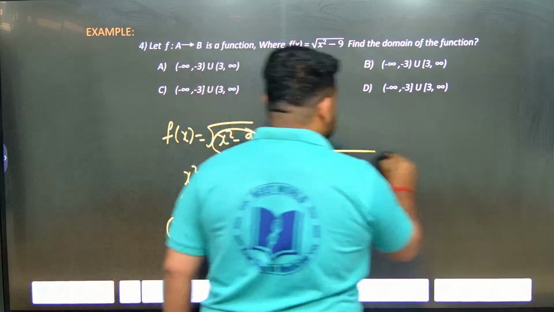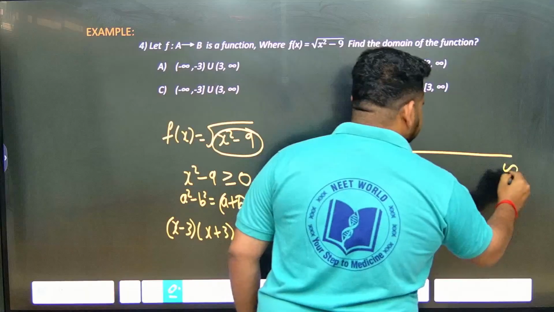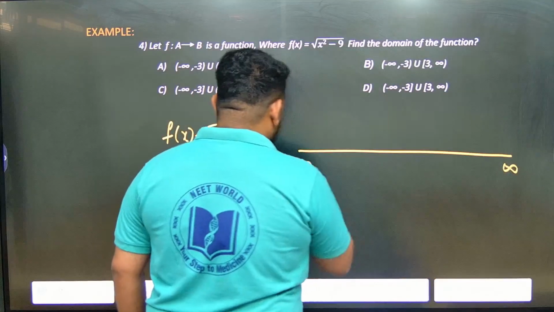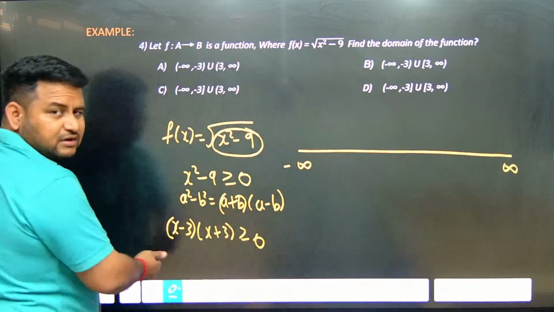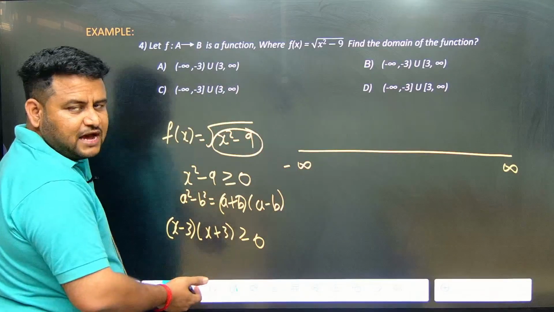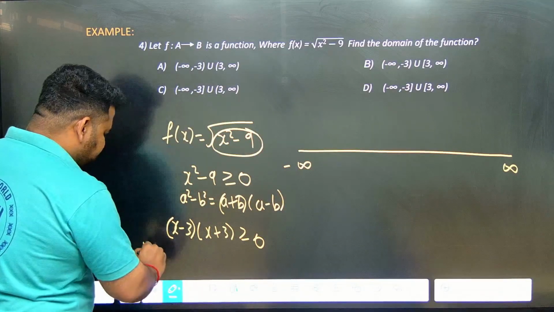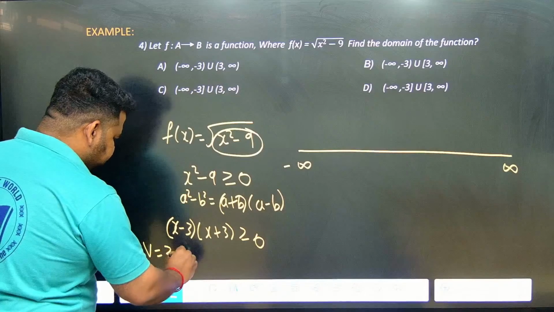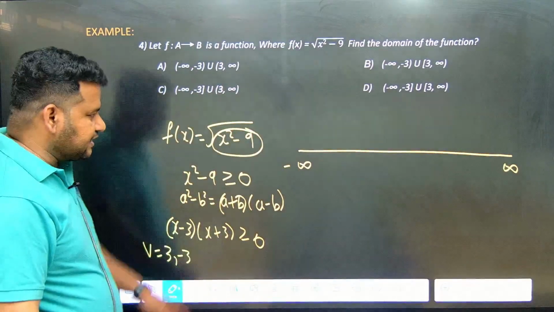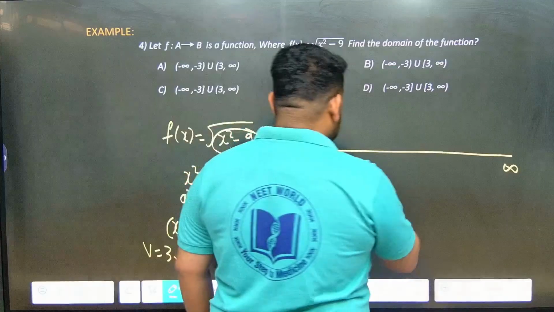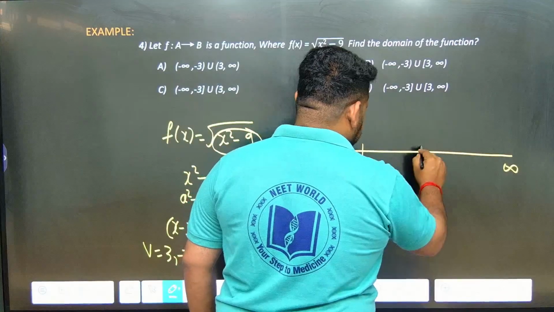If you use a wavy curve method, we will have infinity, this is minus infinity. What are the vanishing points? Here we don't have a denominator, so we won't be having a discontinuous point. Vanishing points are 3 and minus 3, greater than or equal to 0. So let us write these values. We are having only two values, minus 3 and 3.